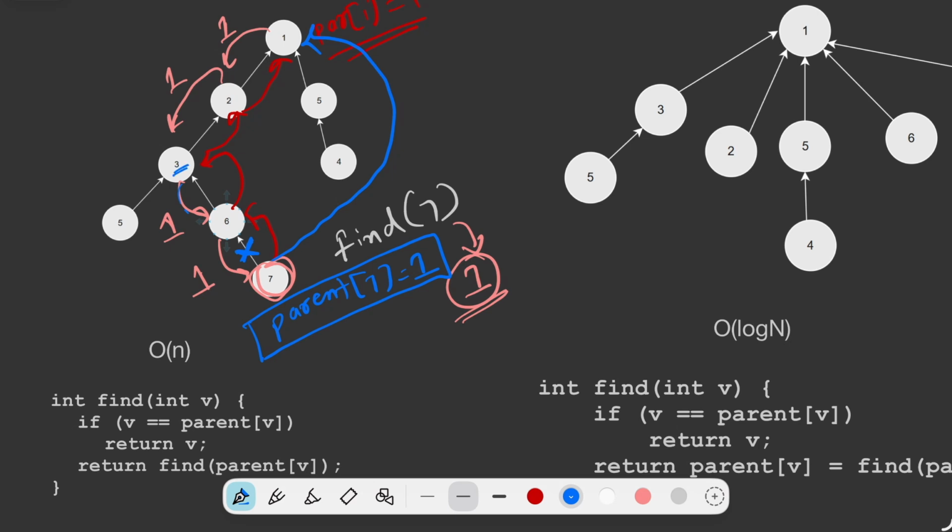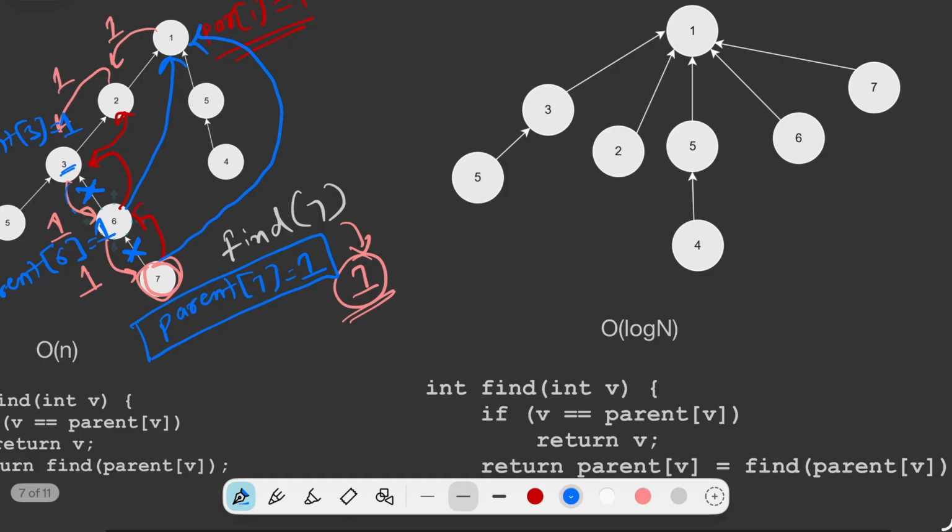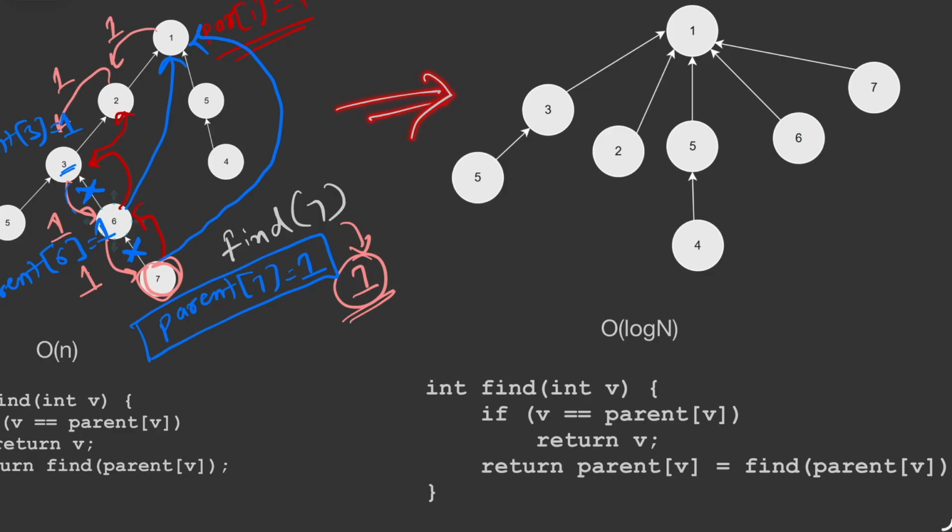3 is not the root, 1 is actually the root. So it will cancel out this particular link and it will create a new link. That means parent of 6 will also be updated. Parent of 6 will now become 1. Similarly, parent of 3 will also become 1 and parent of 2 will also become 1. So now after doing all this operation, we ultimately have a tree like this.